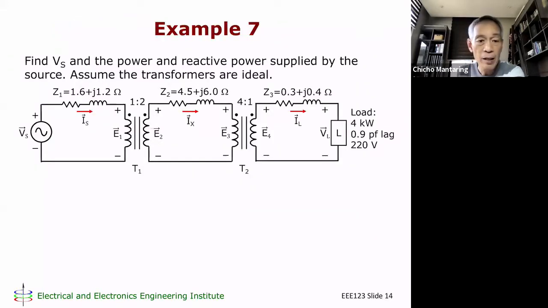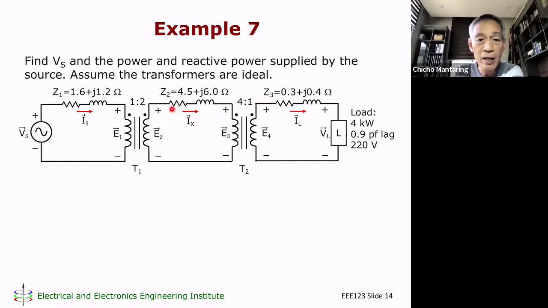Okay, so again, another example. Find V sub S and the power and reactive power supplied by the source. Assume the transformers are ideal. Okay, so in this particular situation, we actually have 3 feeder lines. You have a load, you have a transformer, and then there's a feeder line between transformer 2 and the load. And the feeder impedance is J3.